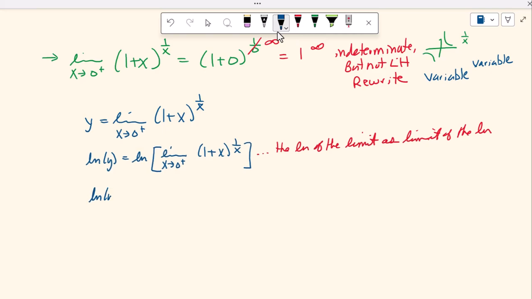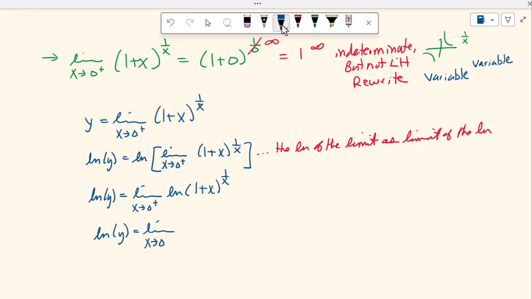So natural log of y equals the limit as x approaches 0 from the right of the natural log of 1 plus x to the 1 over x. So the natural log of the limit is the same as the limit of the natural log. Now the whole reason we did that is we want to be able to take this 1 over x and pop it out front, because in the exponent it's causing trouble.